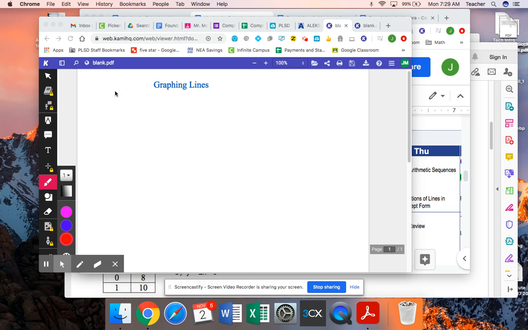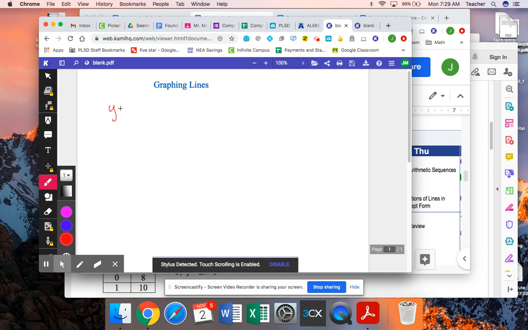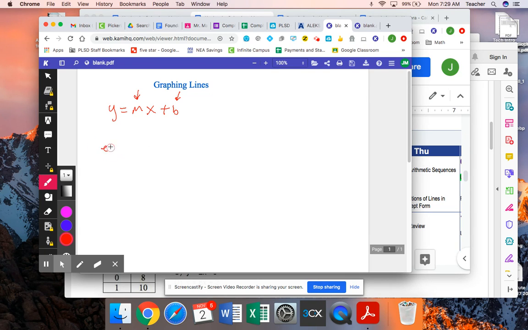Hey, we're going to talk about graphing lines, and it's really not that difficult if we have it in slope-intercept form, right? So if I have an equation of y equals mx plus b, you really only need to know about two things to graph this equation: the slope and the y-intercept. The y-intercept is where it crosses the y-axis. M is the slope. That's how much it goes up and over. So I'm just going to jump right into it.